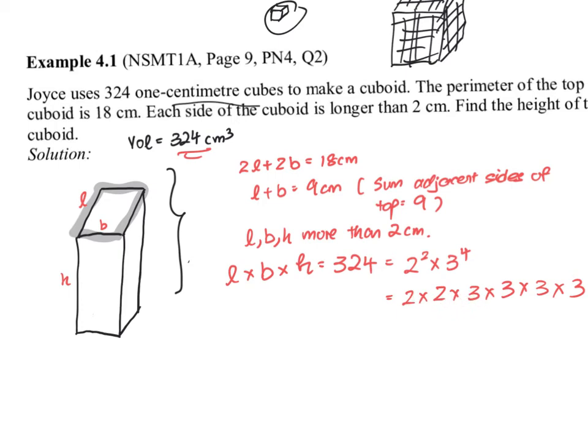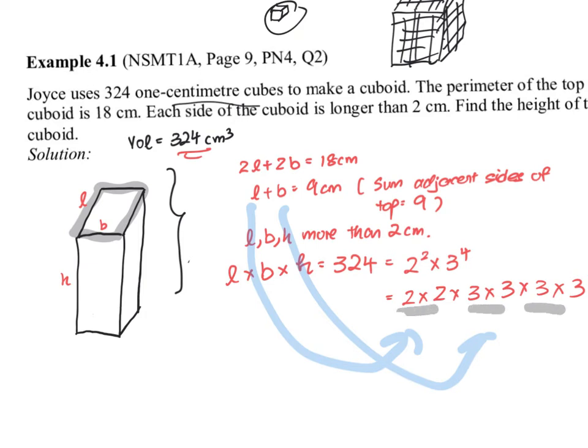Your length and breadth added together is 9 cm, and each could be a combination of these prime factors. This is one example: this could be the length, this could be the breadth, this could be the height. The length times breadth times height must be a combination of these prime factors. Now, the length and breadth cannot be just 2 cm. And if the length is 4, it cannot give me 9 cm as well, because there's no such thing as 4.5.